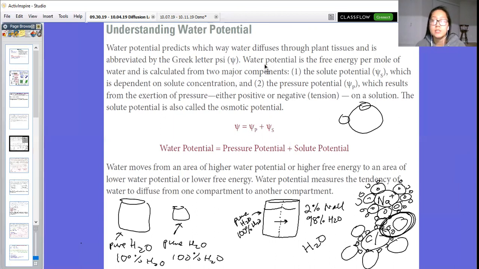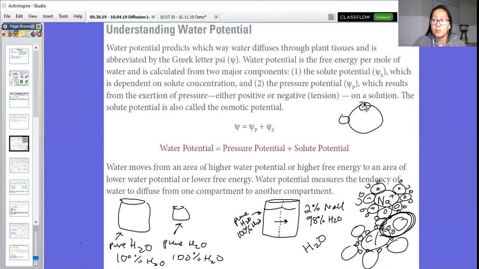So water potential is the free energy per mole of water, and it's calculated from two major components. It's the solute potential, which is psi with an S for solute, and that's dependent on how much solute you have, right? The concentration. If there's a lot of salt or a little salt, a lot of sugar or a little sugar dissolved. And then the second one is the pressure potential, which is psi with a P at the bottom, which results from the exertion of pressure, either positive or negative, on a solution.